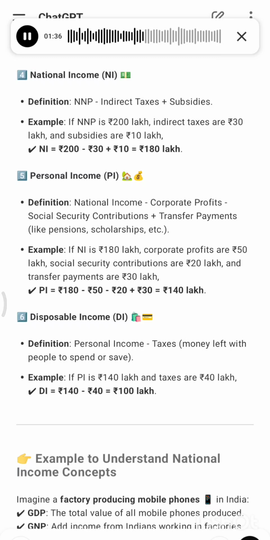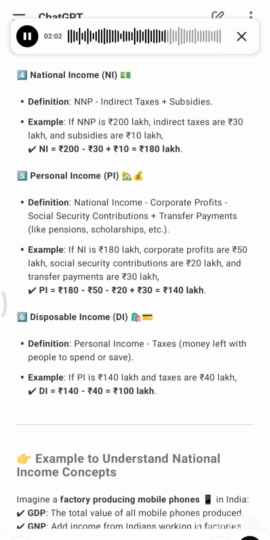5. Personal income, PI. Definition: National income minus corporate profits, minus social security contributions, plus transfer payments like pensions, scholarships, etc. Example, if NI is 180 lakh, corporate profits are 50 lakh, social security contributions are 20 lakh, and transfer payments are 30 lakh, PI equals 180 minus 50 minus 20 plus 30, 140 lakh.